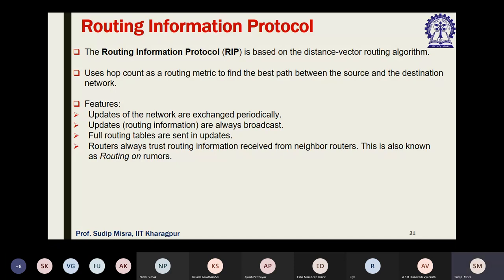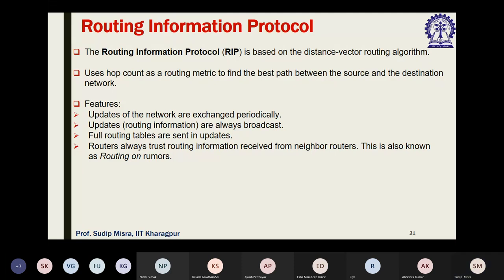So we are going to first talk about something called the routing information protocol, in short it is called RIP. So let us try to understand the general philosophy of RIP.